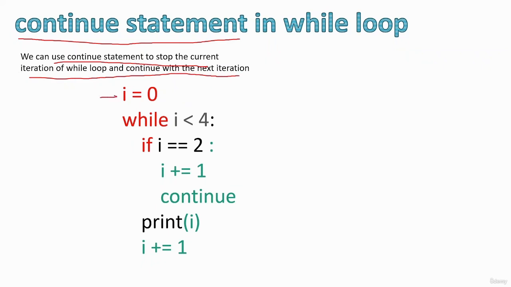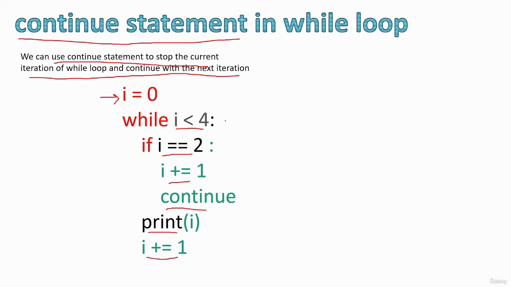I have created the variable called i equal to 0. Then the condition is i less than 4. If i is equal to 2, then i plus equals 1, then continue. Within the while loop, print i, then i plus equals 1.